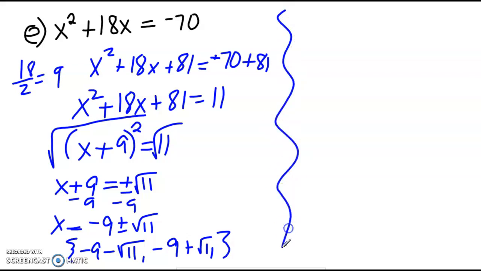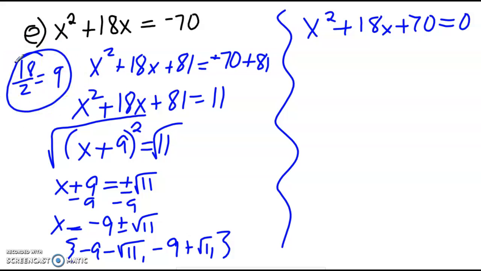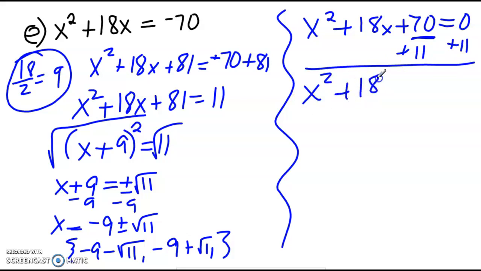That's the first way. Then the other way that would also work would be to get that negative 70 over to the other side. So I'm going to add 70, and I'll have 0 on the right. I'm still looking at half of the b, which is 9 squared is 81. So this needs to be 81 in order for me to have that perfect square. So I could add 11 to it. And if I add 11 there, I've got to add 11 to the right side. So I get x squared plus 18x plus 81 equals 11.